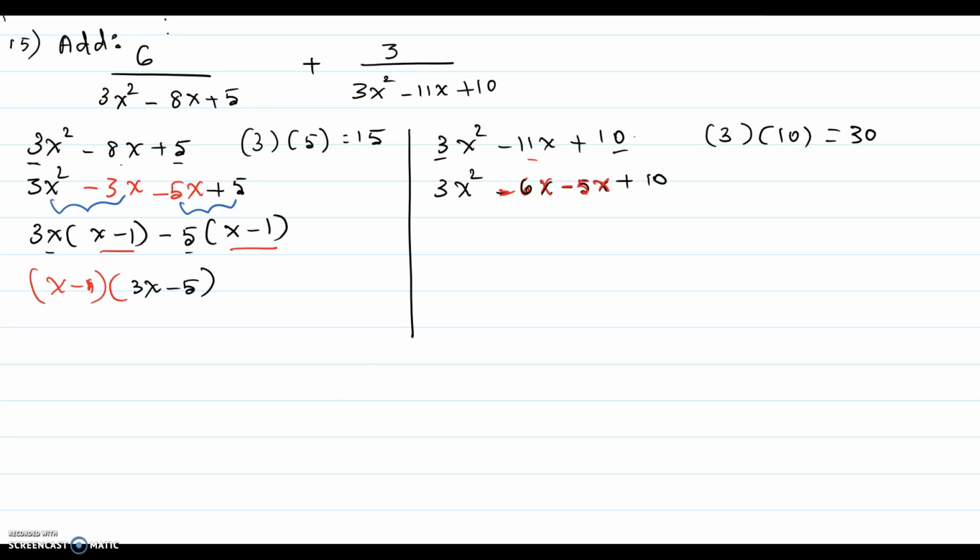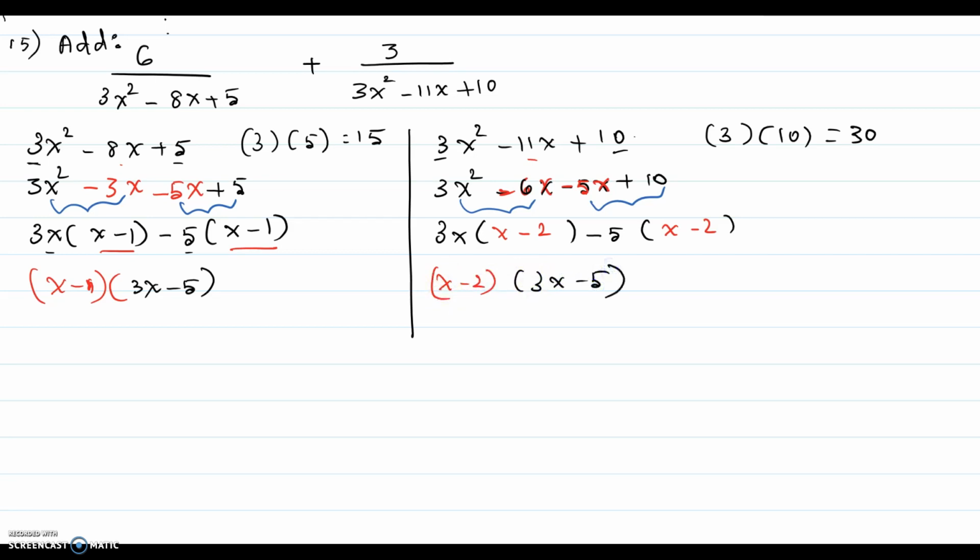Now factor by grouping. So first two together, the last two together. In the first two, 3x is common. In the second, negative 5 is common. Then you are left with x minus 2, x minus 2. Then these two x minus 2 can be pulled out times 3x minus 5.